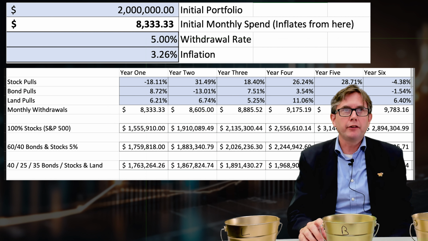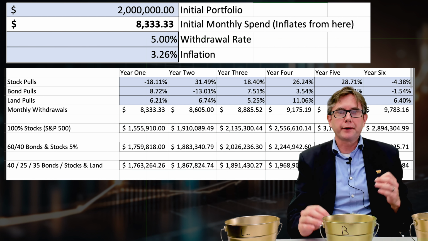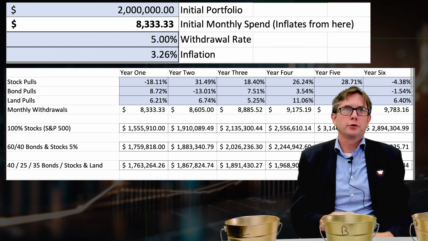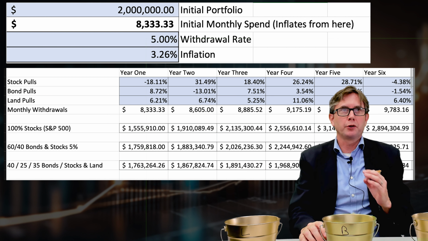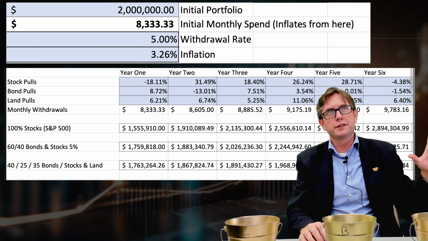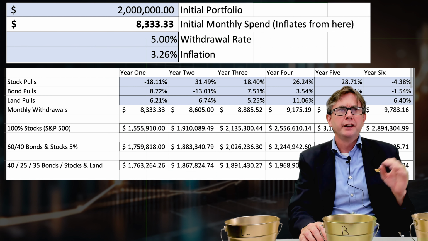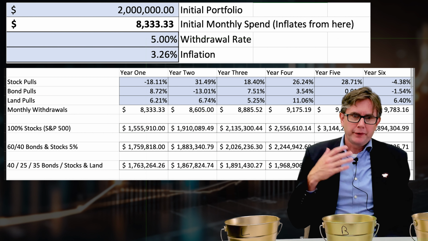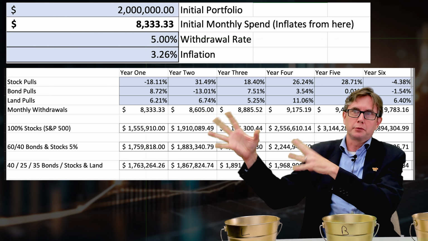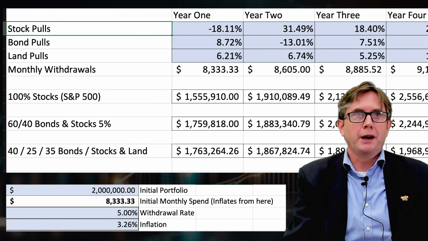Well, if you see how I've set the spreadsheet up, I'm assuming this retiree has a $2 million initial portfolio to pull from. So we're going to say you've got $2 million, it's going to sustain you through retirement. How much cash flow do I need? Gross of tax, we're going to look at a 5% withdrawal rate. So we're going to take 5% of that $2 million, which comes out to about $8,333 a month. And we're going to inflate that annually at 3.26%. So every year we're going to pull a little more out, a little more out, a little more out, a little more out.